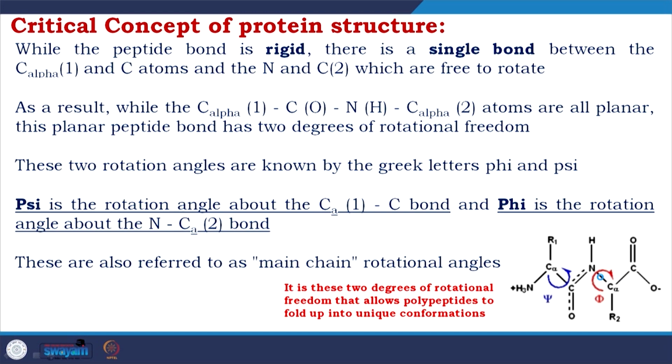We talked about the difference of protein from other macromolecules. This is where they are differentiating. They have the junction connected, partial double bond rigidity, and because of the 2 degrees of rotational freedom along phi and psi, they take unique conformation. So, each protein has its unique 3-dimensional structure.